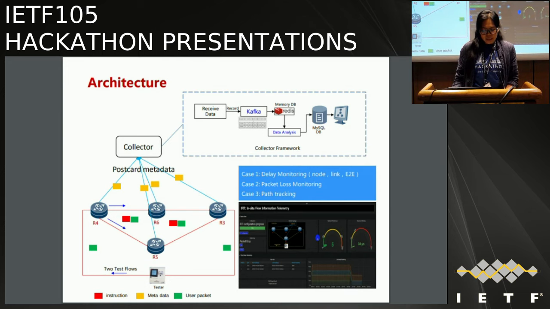At first is the delay monitor for each node and link, and the end-to-end. We can see it on the right of the black panel. Case 2 shows us the packet loss monitor, just the 5 packets lost. And the last case is the path tracing on the left side. Yeah, that's all. Thank you.